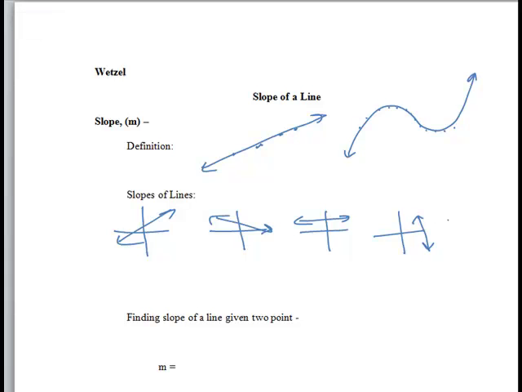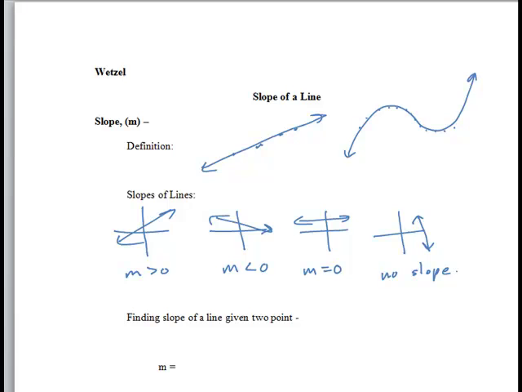The slope would tell us what type of graph it is as well. If a slope is positive, we know that line is going to increase. If the slope is negative, the line will decrease. Horizontal lines do not increase or decrease, so the slope is 0. And vertical lines do not have a slope. The slope is undefined.